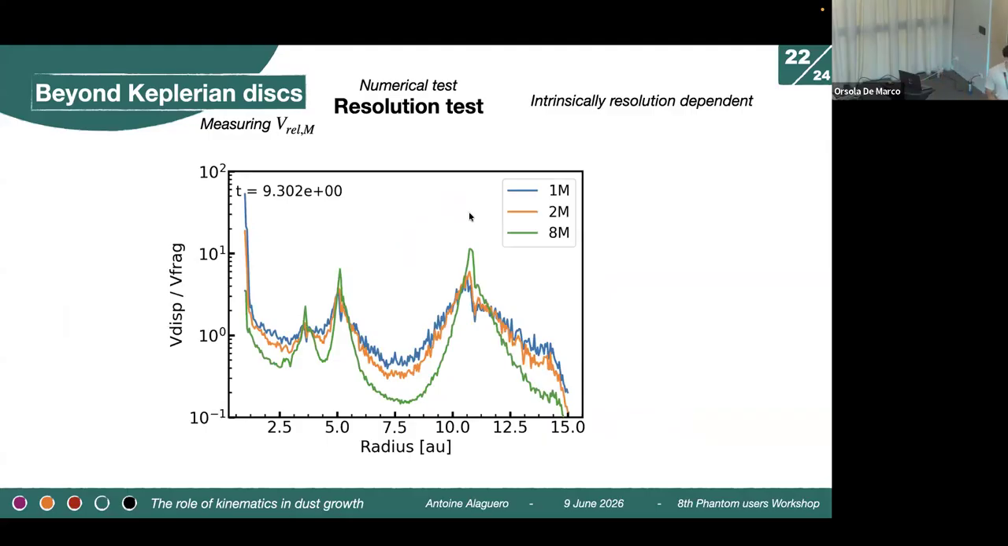So basically when you use it, you have to be a bit careful about the resolution you use. So here you have the quantity, the relative velocity that is measured. It's a function of radius and different colors are different resolutions. You can see that the very high resolution simulation with 8 million particles produces a lower estimate of the relative velocity, and that's completely inherent to the formulation of that method.